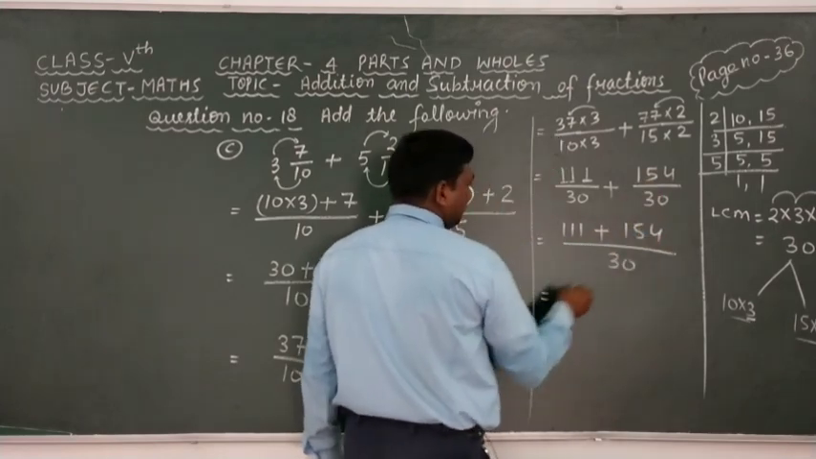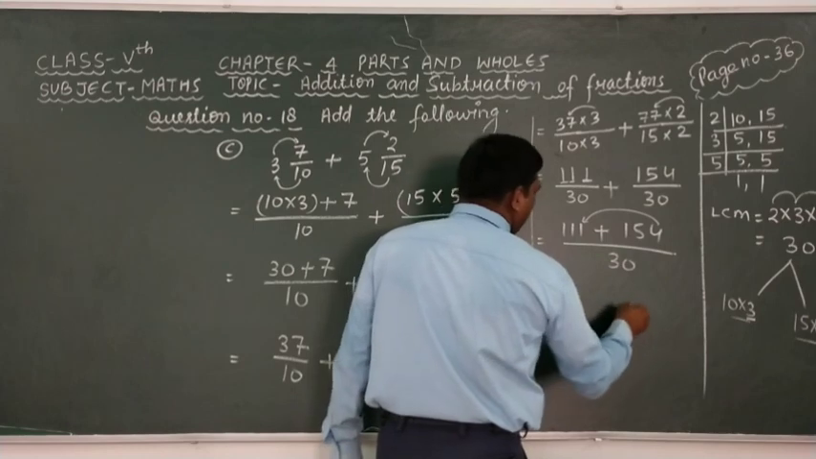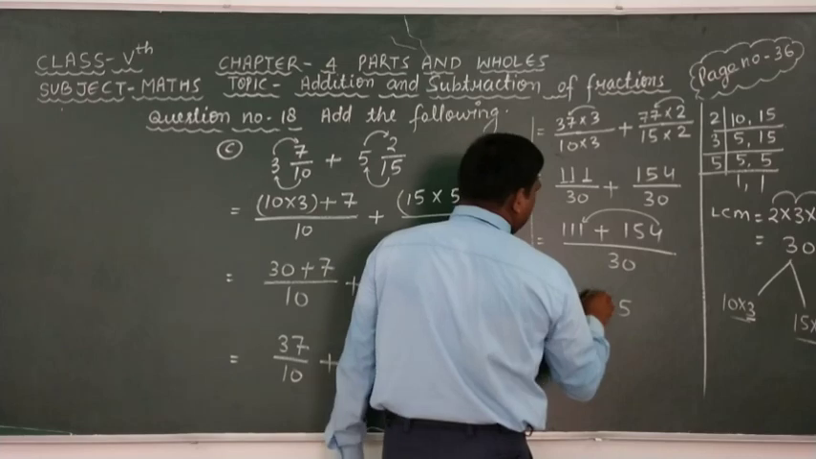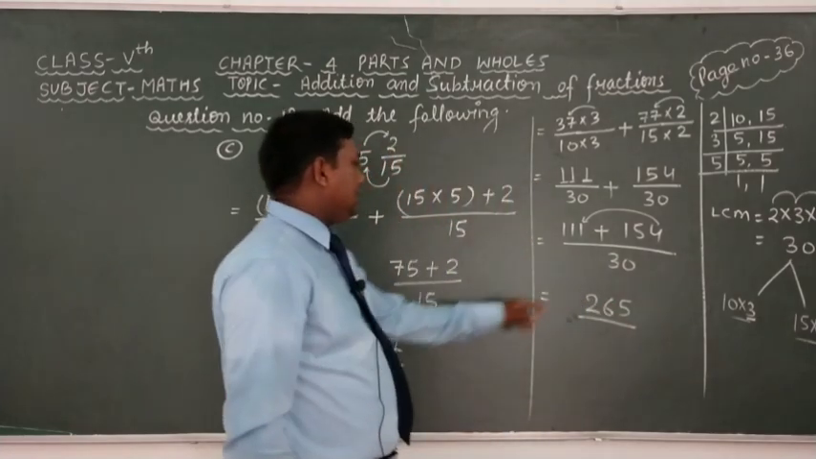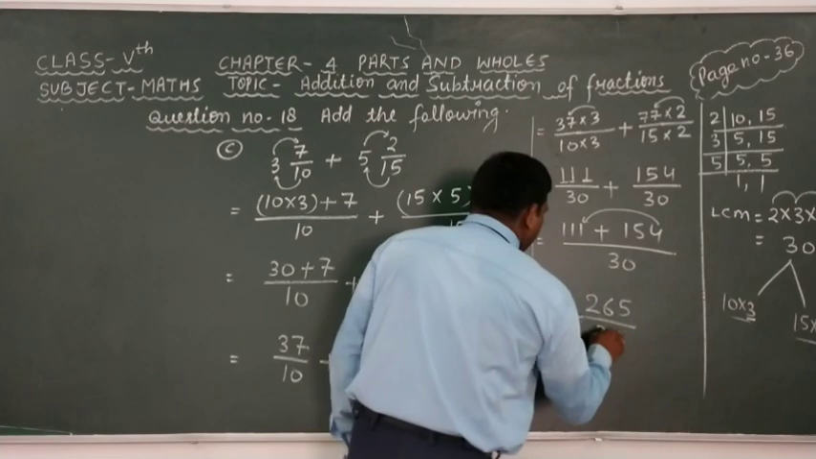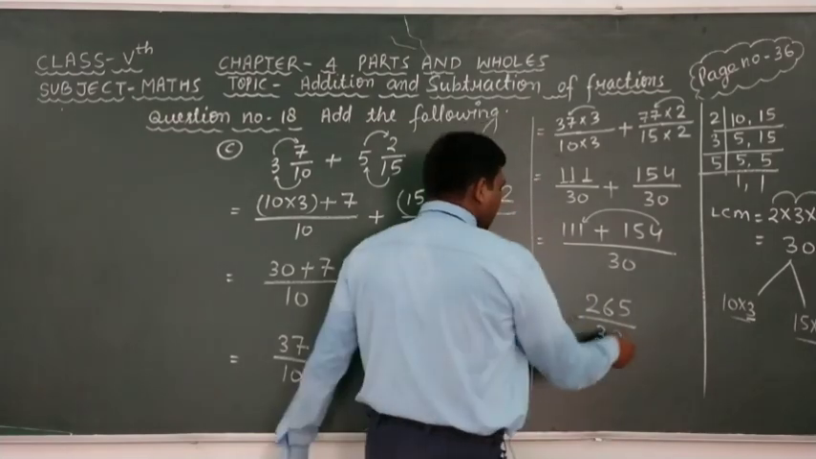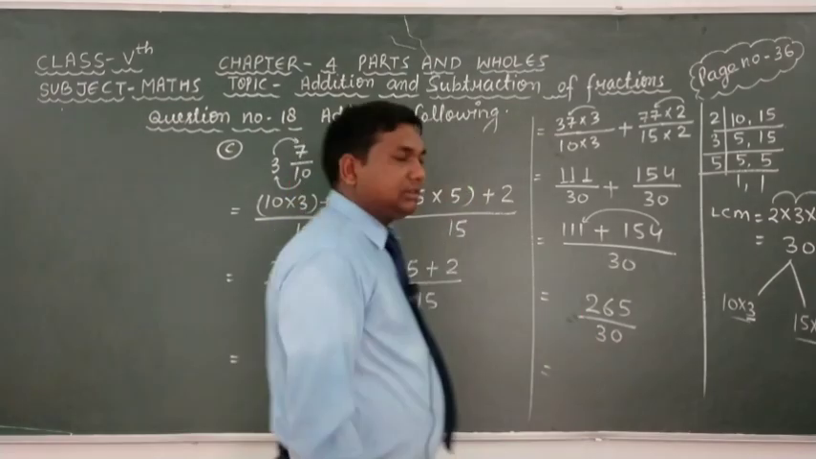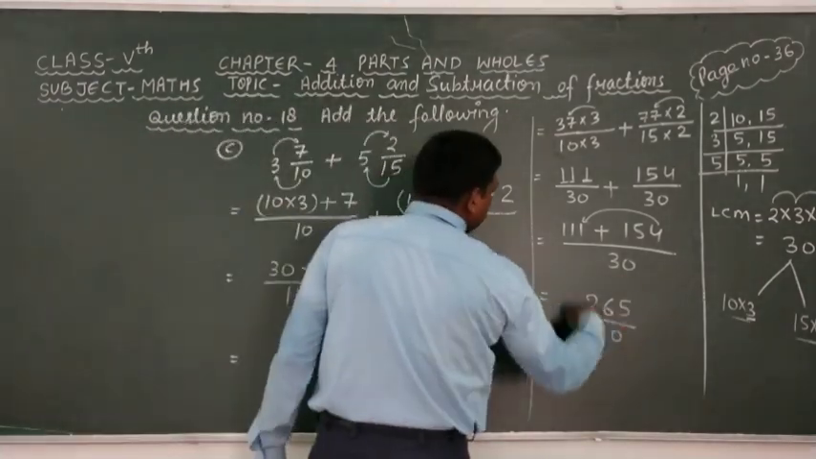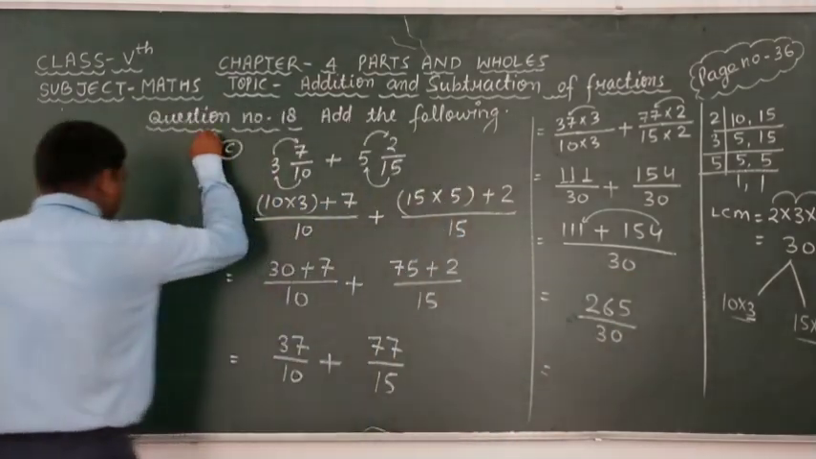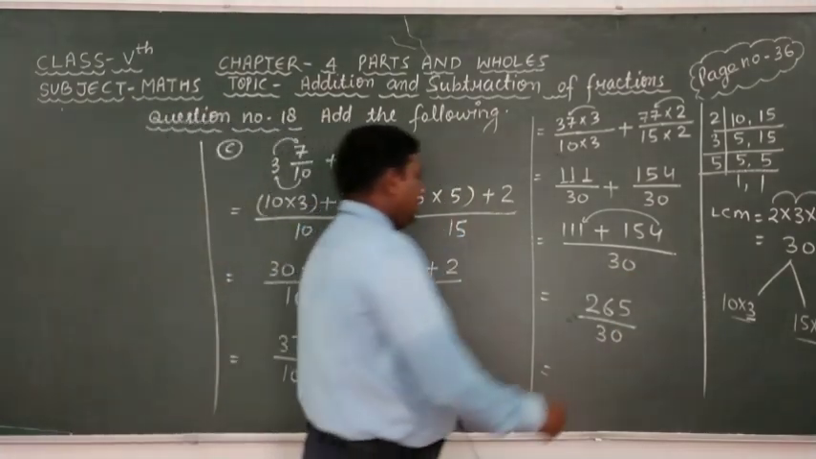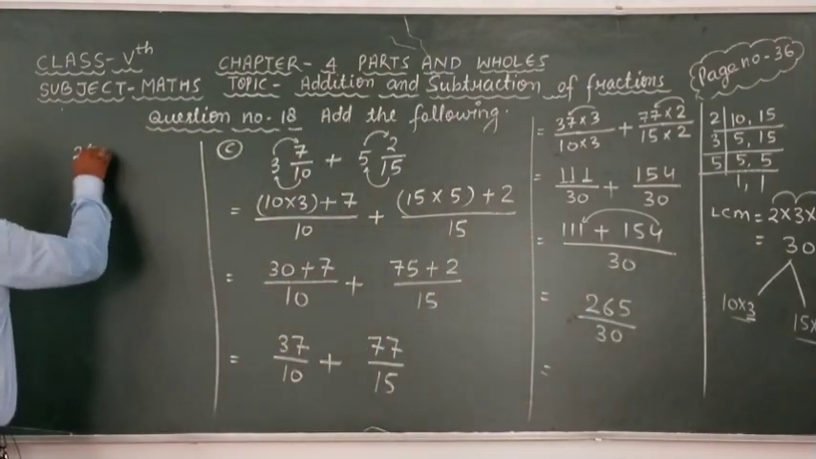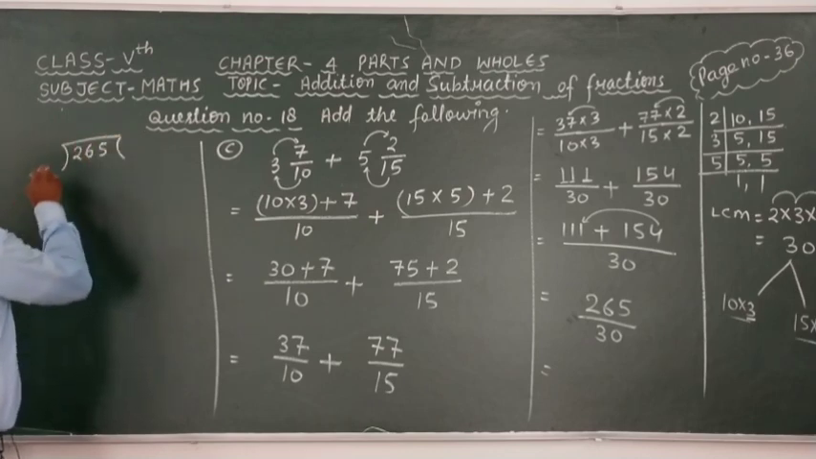After adding these we get 4 plus 1 is 5, 5 plus 1 is 6, and 1 plus 1 is 2. It means that after adding these we get 265 over 30. Look at here carefully. This is an improper fraction. Here we have to change this improper fraction into a mixed fraction by taking the division of 265 by 30.